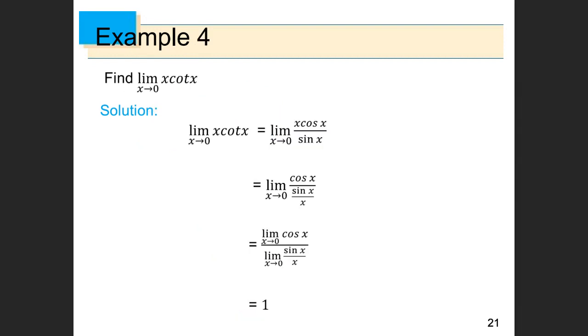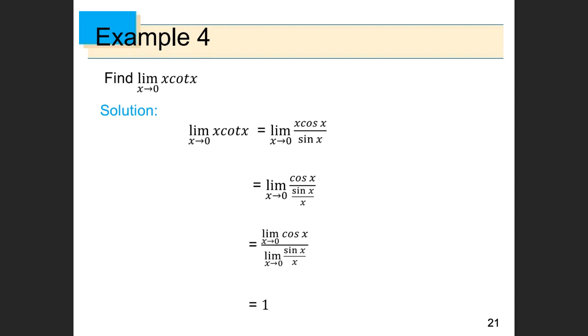This is another example. Now, please don't do direct substitution, because if you put x equals 0 there, you get the wrong answer. I'll show you something. If you make x 0, you're going to get 0 times cot, which is 1 over tan, which is cos over sine, and sine of 0 over 0. And you get something that's not defined, and so on. That's wrong. The answer there is wrong.